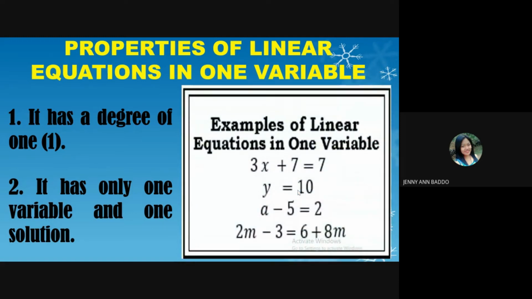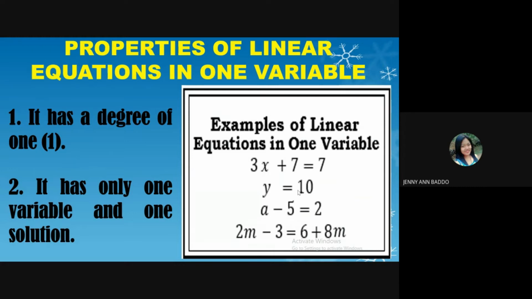Examples: 3x plus 7 equals 7. We only have one variable, and that's x, and its exponent is 1. Also with y equals 10, we only have the variable y with an exponent of 1. For a minus 5 equals 2, we have one variable, that's a, with an exponent of 1.